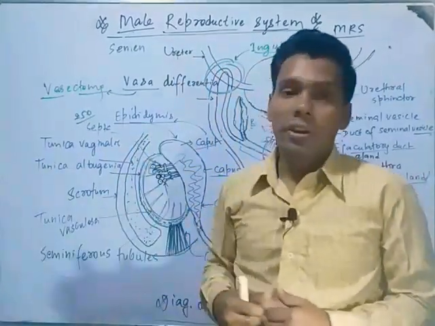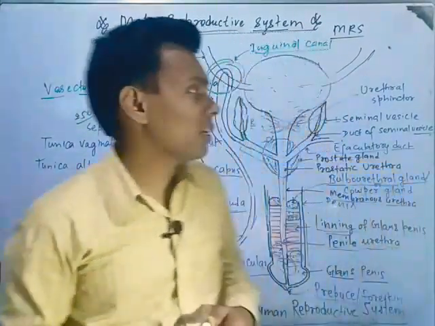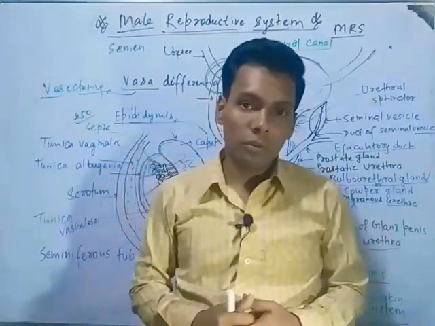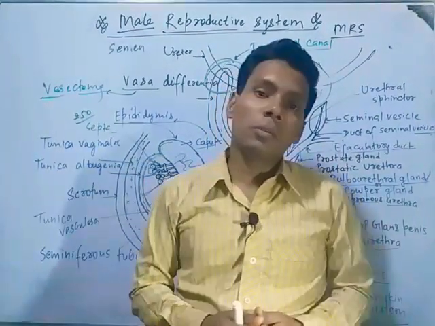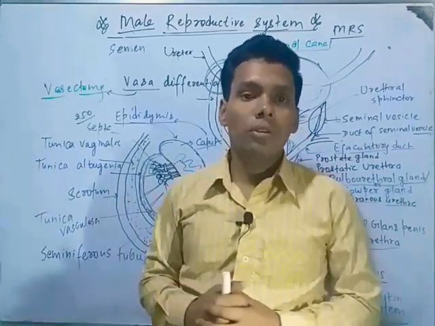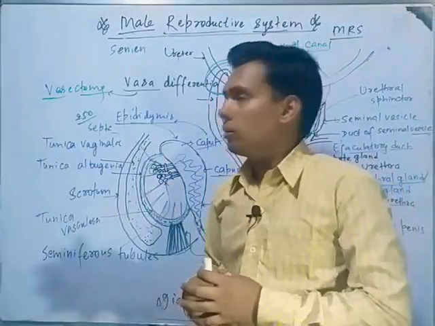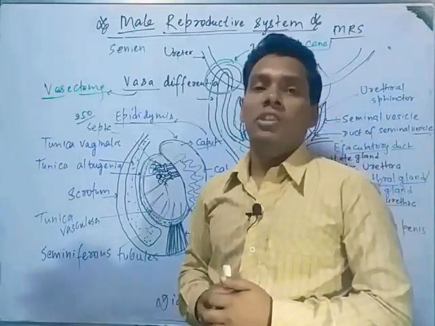Here we will study the male reproductive system, which we read about in the chapter on human reproduction. The male reproductive system consists of three parts: first, the primary sex organ; second, the secondary sex organs; and third, the male genitalia.